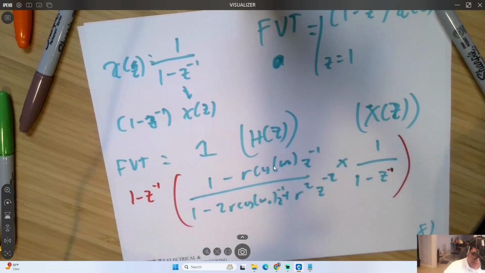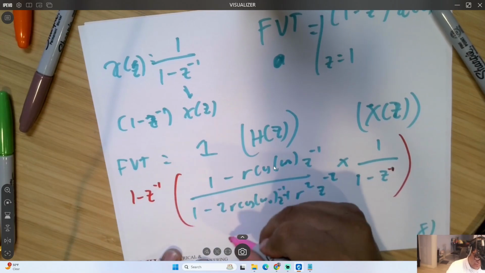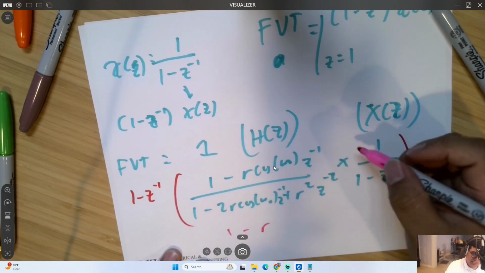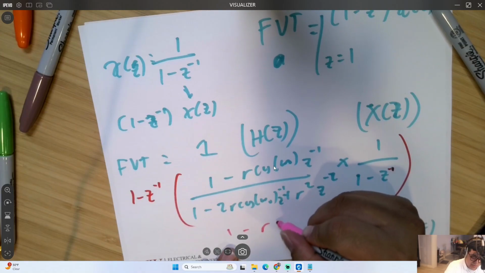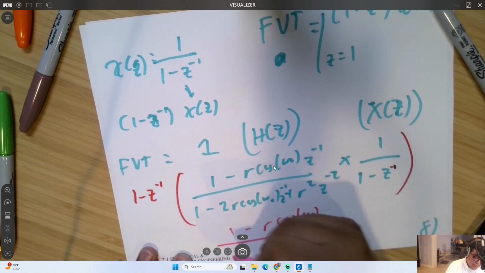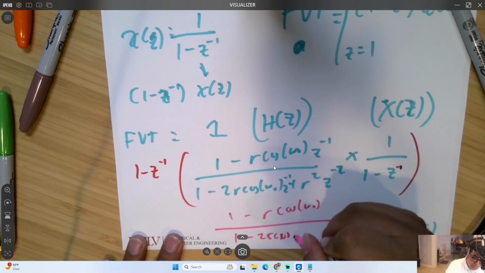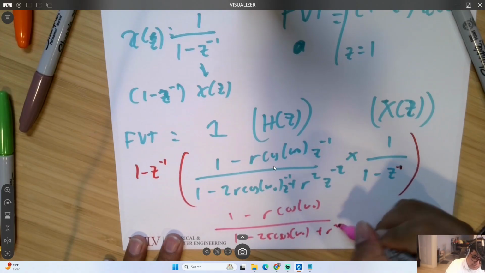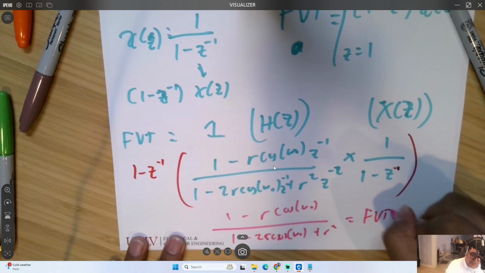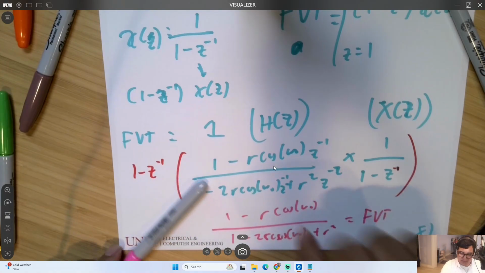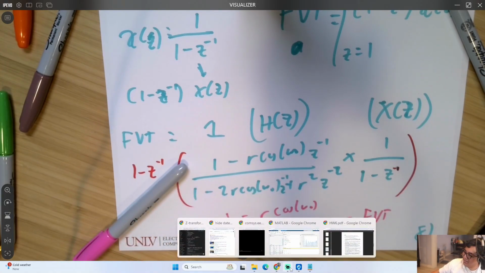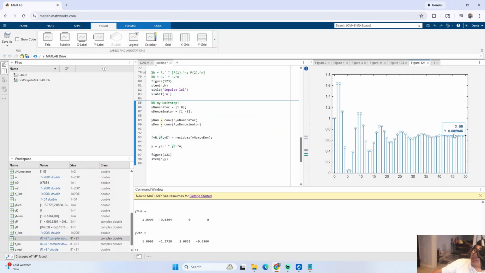So all you've got to do is 1 minus r, replace all the z to the minus 1s with 1. Cosine omega naught, 1 minus 2r cosine omega naught plus r squared. And just plug and chug and you'll get your final value theorem. And if you don't believe me, just crunch those numbers and you're going to get this puppy right there, 0.68. You wish it was 0.67, right? There it is. 666. Yeah, there you go.